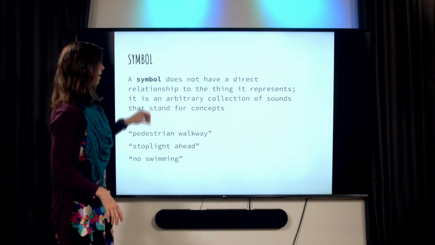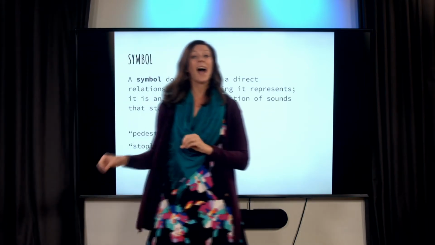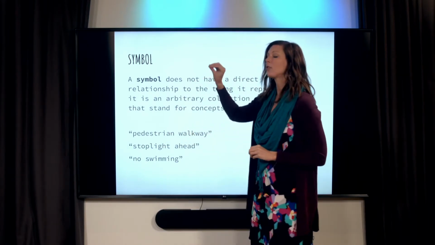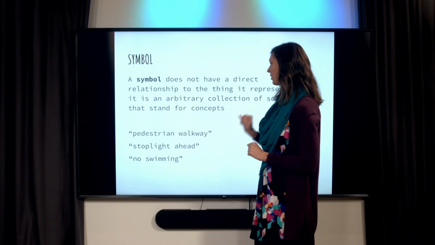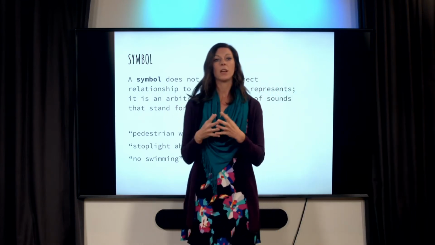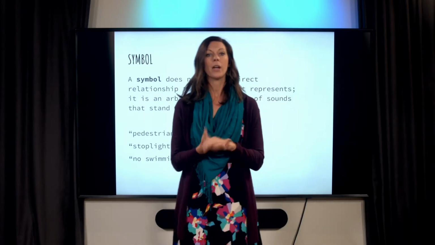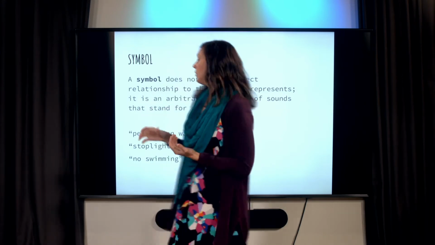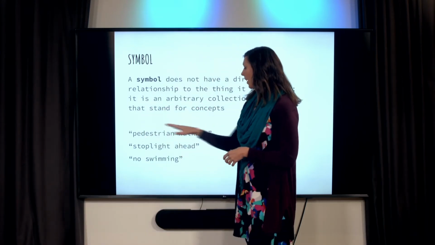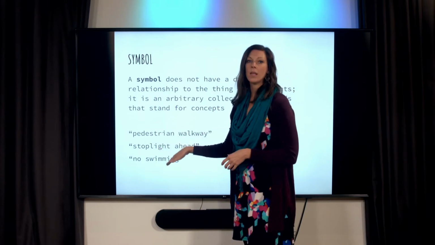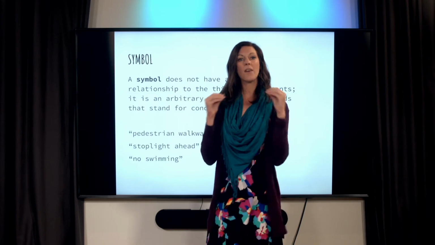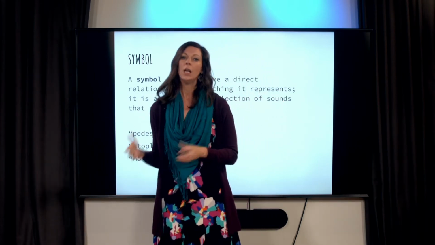A symbol, on the other hand, does not have a direct relationship, okay? So a symbol does not have a direct relationship to the thing that it represents. It is what we have done to take arbitrary letters and put them together to make a word. So for example, pedestrian walkway, stoplight ahead, and no swimming, the actual words are symbols, right? We have assigned those words meaning.